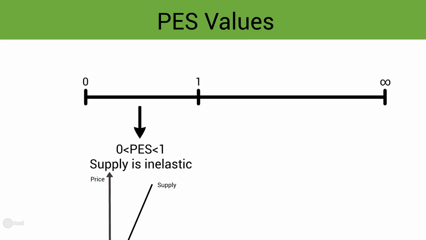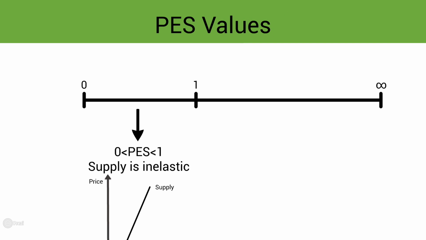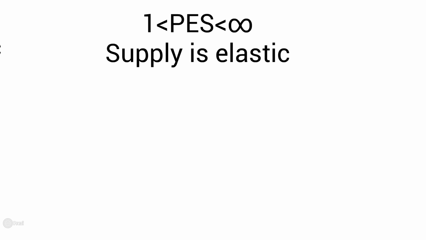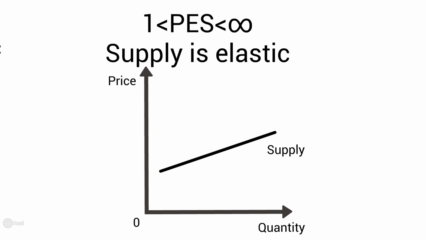A value for price elasticity of supply that is greater than 1 means that supply is elastic. And with elastic supply, an increase in price will result in a large increase in the quantity supplied. An elastic supply curve will be fairly flat.